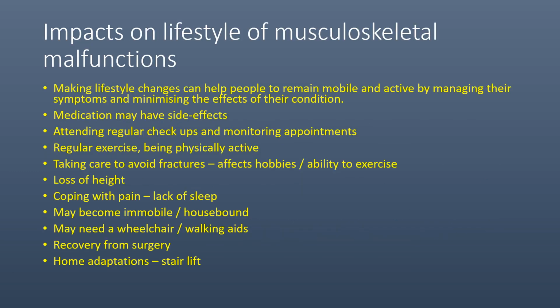What are the impacts of lifestyle on musculoskeletal malfunction? So what are going to be the impacts of having osteoporosis or having a condition like arthritis? It's about making lifestyle changes to help somebody become more mobile. They may find it hard to move around, they may require wheelchairs, or they may require mobility aids. They may need to take medication which could have side effects that may not work well with them.